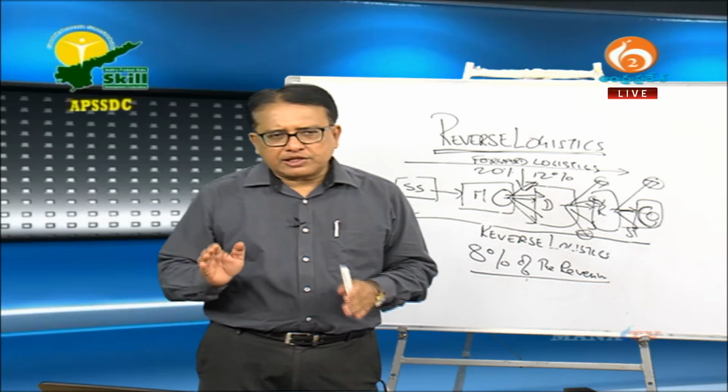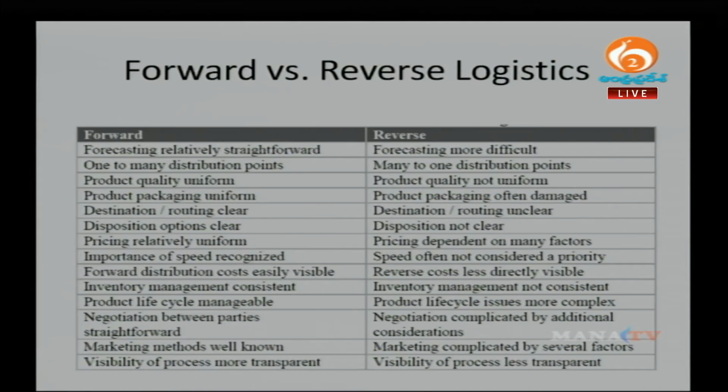So, we will just freeze the frame on this particular slide and see the differences on forecasting. The differences lie in forecasting, distribution, quality, packaging, routing, disposition, pricing, speed of the movement of the shipment, distribution cost, forward distribution cost and reverse distribution cost.